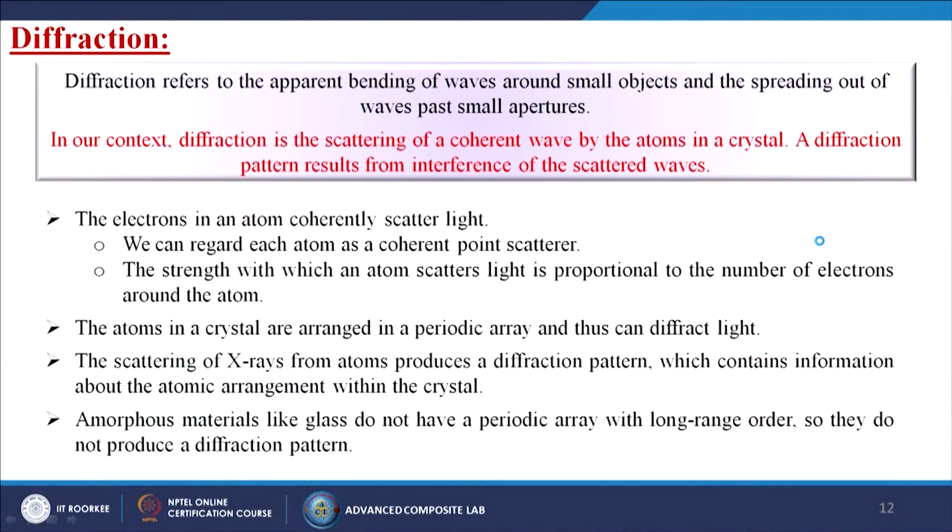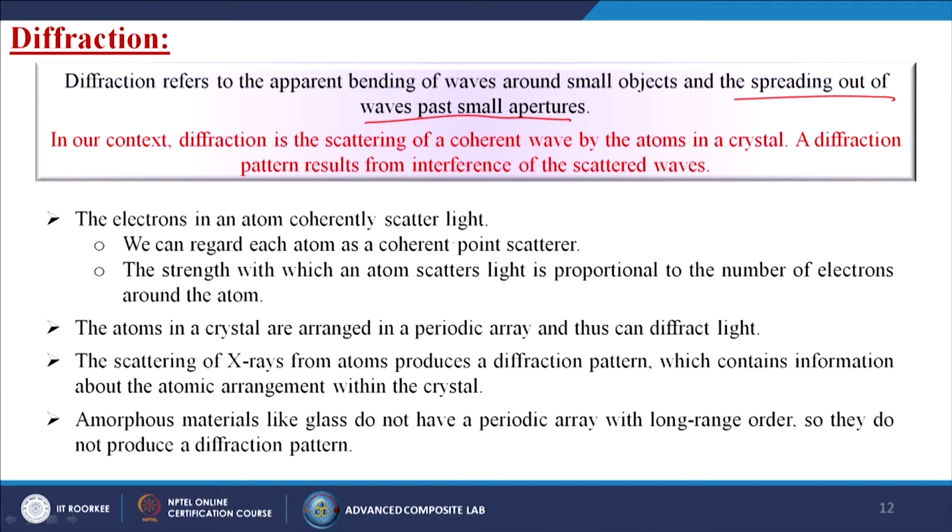Now, let us discuss diffraction. What is diffraction? Diffraction refers to the apparent bending of waves around small objects and the spreading out of waves past small apertures. In our context, diffraction is the scattering of a coherent wave by the atoms in a crystal. A diffraction pattern results from interference of the scattered waves. So, actually, when something hits the material, the material gives some coherent wave from the atoms when they are in a particular crystal structure.